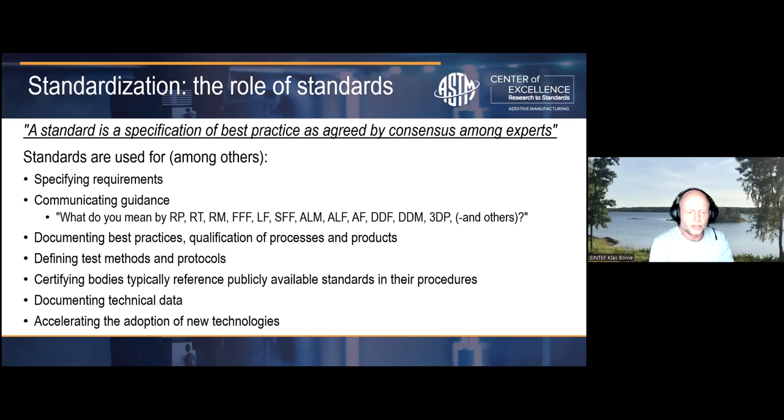We have, as I mentioned before, many different names for additive manufacturing, a number of different acronyms. All of these, RP, RT, RM, FFF, LFF, LF, SFF, ALM, ALF, AF, DDF, DDM, and 3DP, and all the full names, have all been used as general terms for the whole area of additive manufacturing. And there are more of those, actually. And if you want to document the best practices and do qualification of processes and products, you need to have some kind of standard on how to do this.